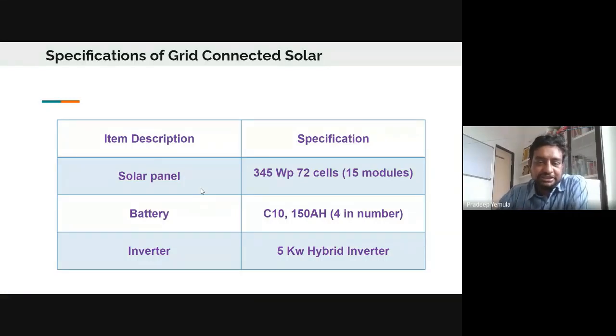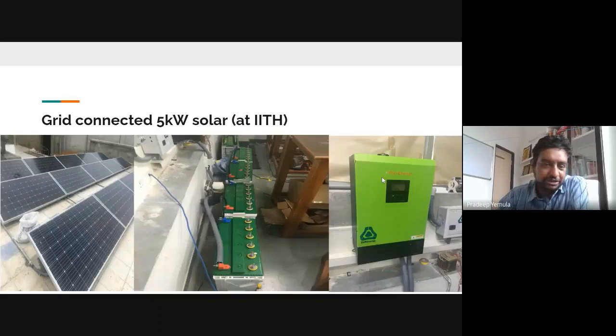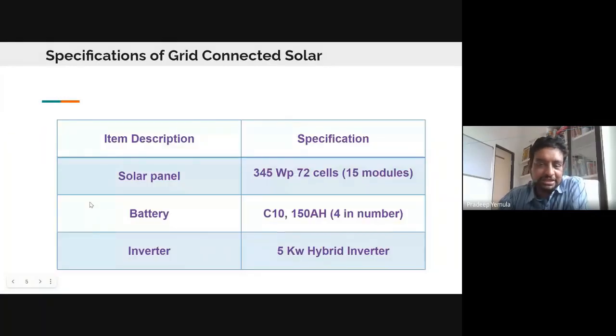The description is something like this. We have 15 modules. If I go back here, you can count 5 modules in the first line, 5 in the second, and 5 in the third. So total 15 modules, panels, are there, and each panel is 345 watt, and there are 4 batteries, and the inverter is 5 kilowatt.